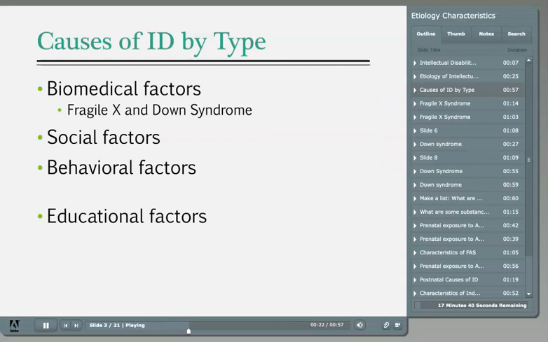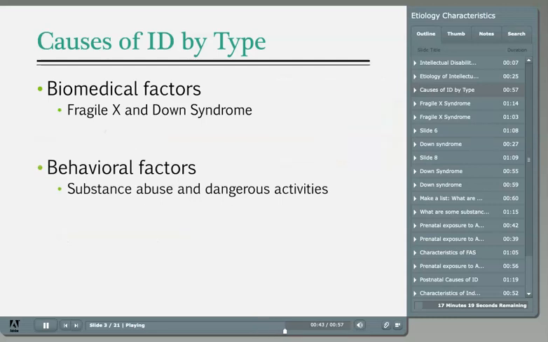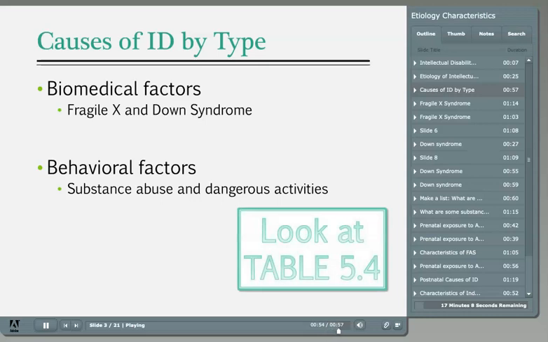Social factors include issues related to social and family interactions such as poverty. Behavioral factors include causal behaviors such as substance abuse and dangerous activities. A good example of a cause based on behavioral factors includes fetal alcohol syndrome. Lastly, educational factors include access to supports that promote mental development and adaptive skills. The causes by type that will probably be the most prevalent include biomedical factors and behavioral factors.